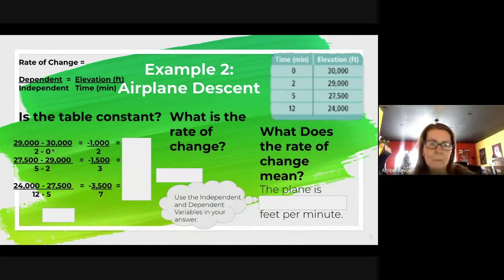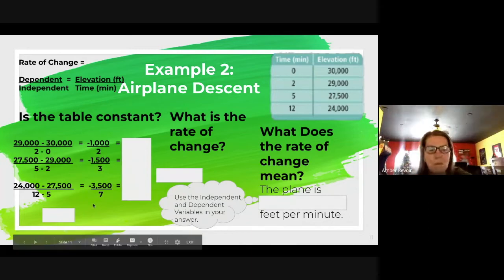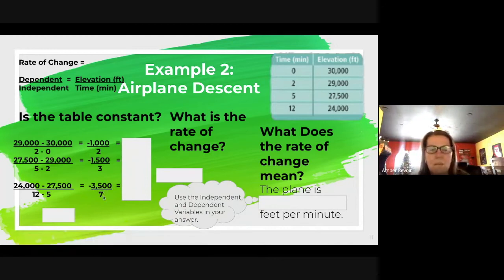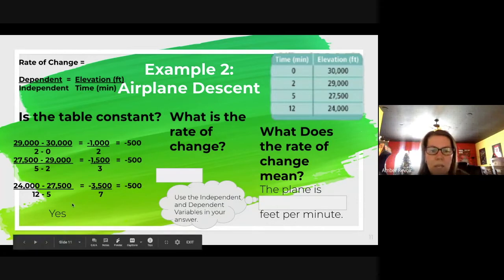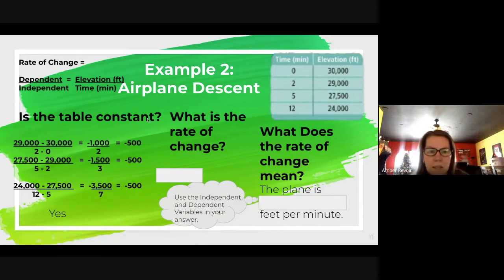For the first one, we get negative 1,000 over 2. The second one, we get negative 1,500 over 3. And the last one, we get negative 3,500 over 7. When we simplify or reduce these fractions, we end up with negative 500, negative 500, and negative 500. They are all the same. So yes, it is constant. The table is constant. Our rate of change is constant.